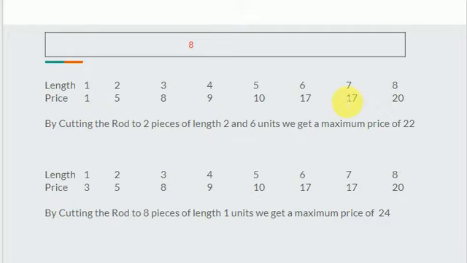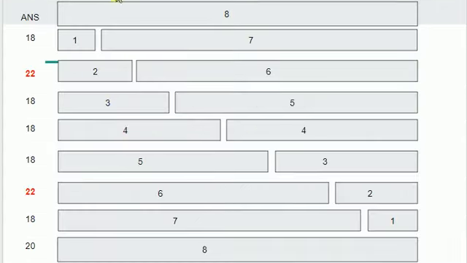And I can cut the rod to 8 comma 0. Ideally I won't split the rod. I will sell the rod of 8 units length as it is, so I will get a value of 20 rupees. Out of all these, the two combinations 2 comma 6 and 6 comma 2 are giving the highest price, 22. So the answer is 22.